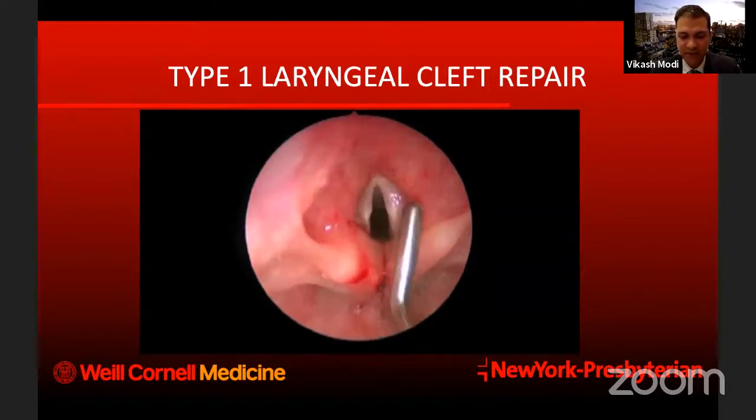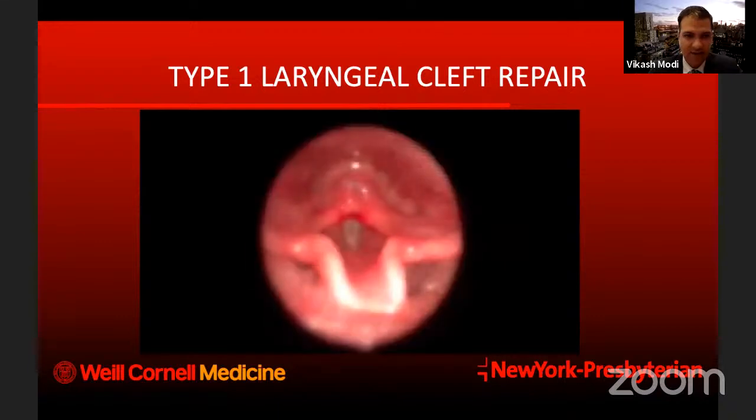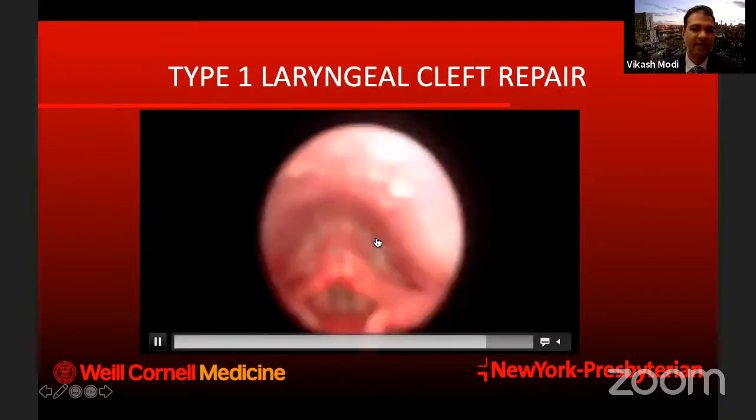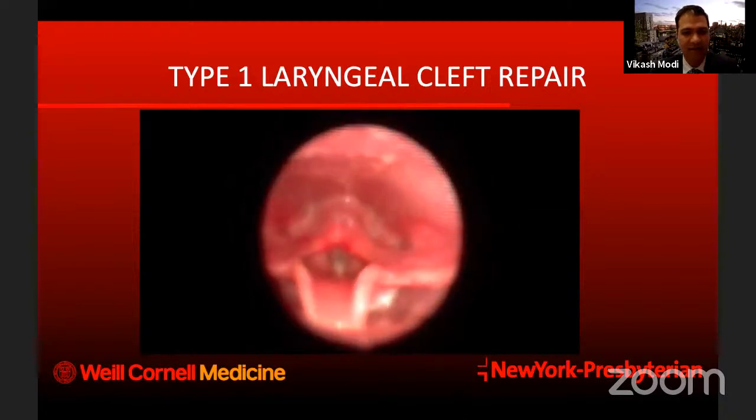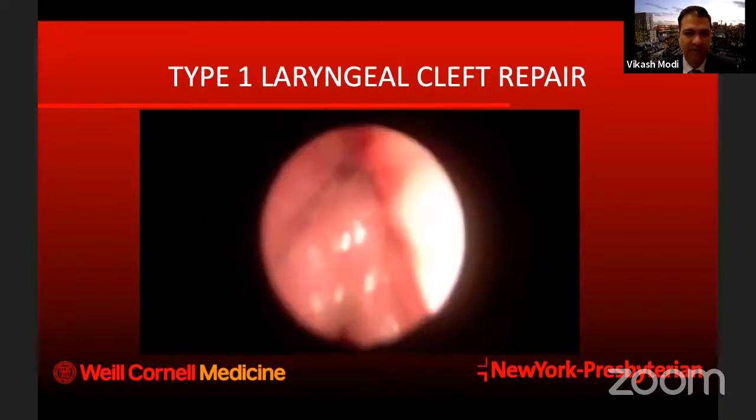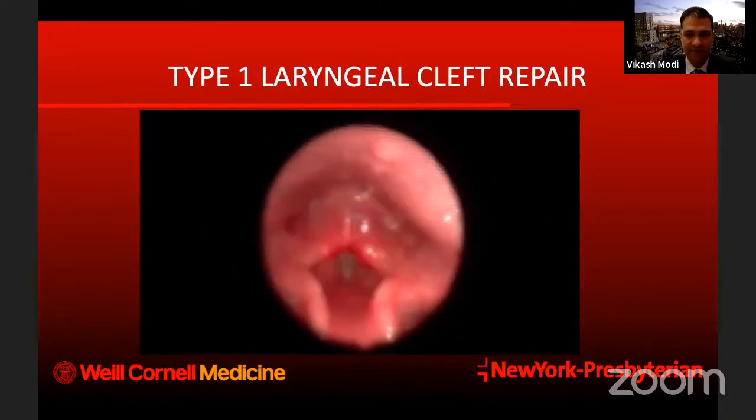Now, once you do a procedure like this, I like to scope them 1 week in the office. And if you've got a dyed suture, you can see the suture. And you can see there it is sitting in the posterior glottis. The knot is facing there posteriorly. And so you know your repair is held up.